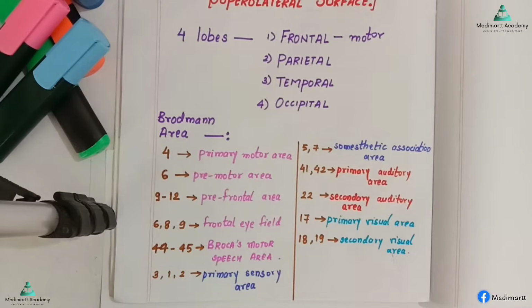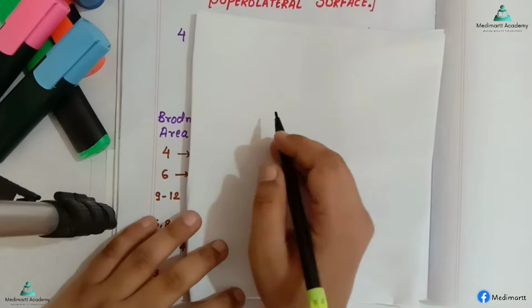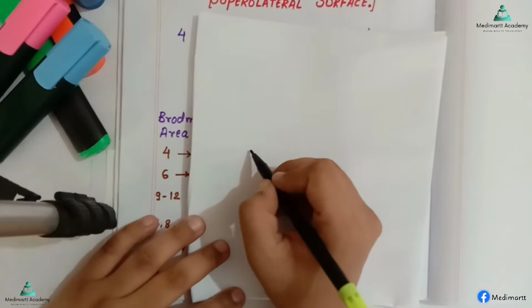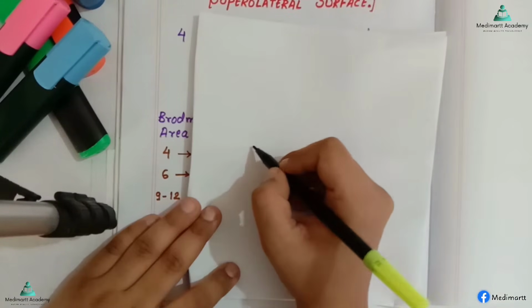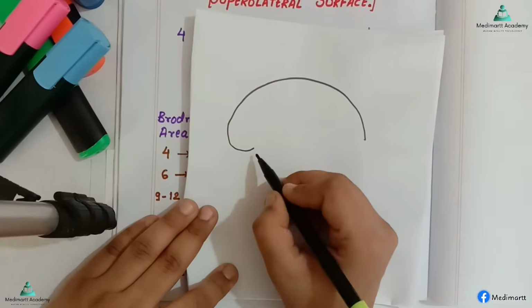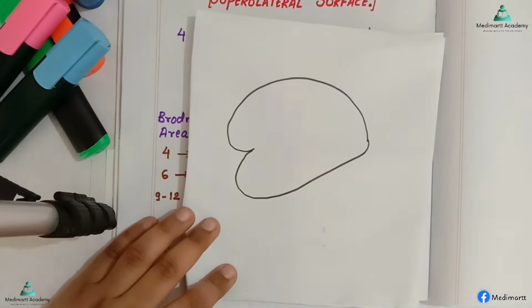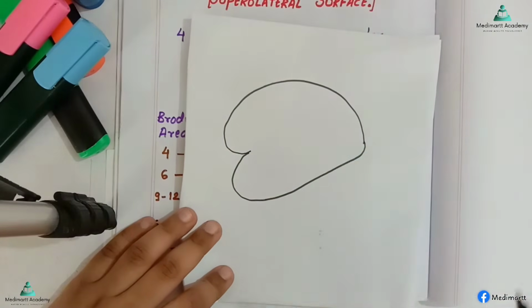Now let's go on to the diagram. First of all, we will draw the superolateral surface. How are we going to draw this? In the exam, I'm just trying to tell you the easiest way, inshallah. So this is our cerebral hemisphere. Don't go by the shape, it's not very good.